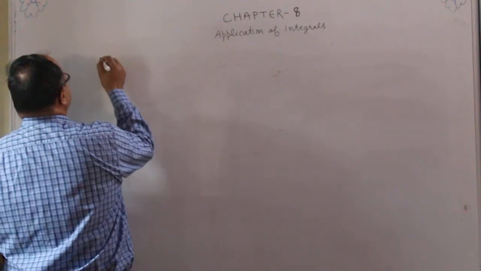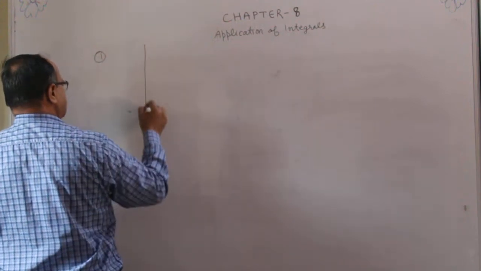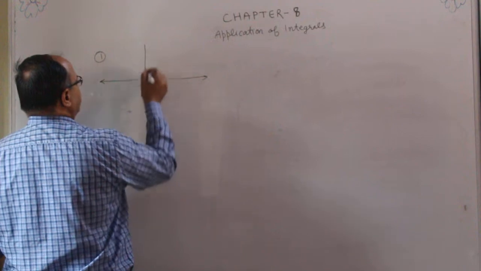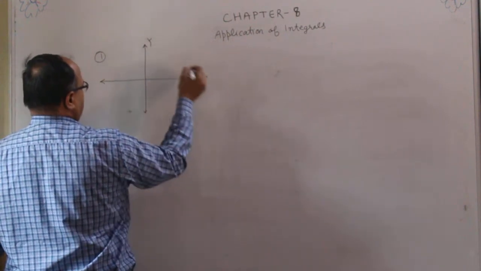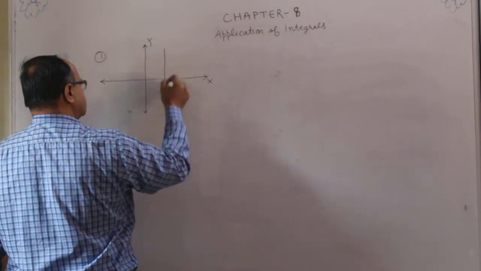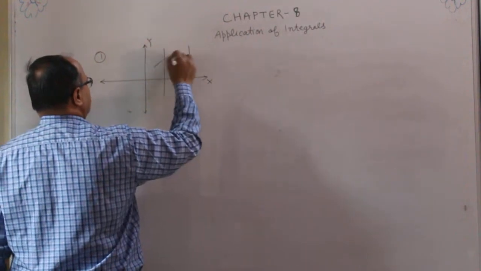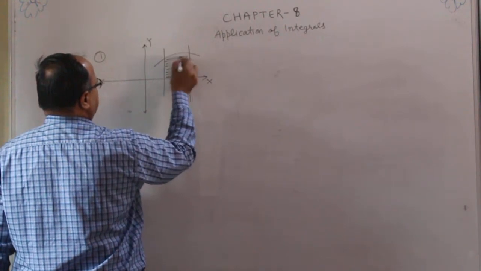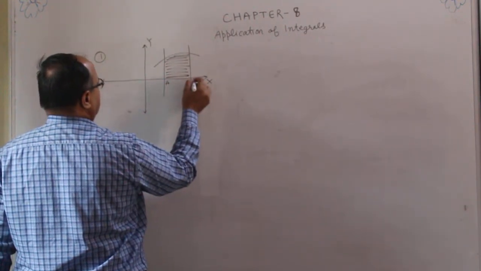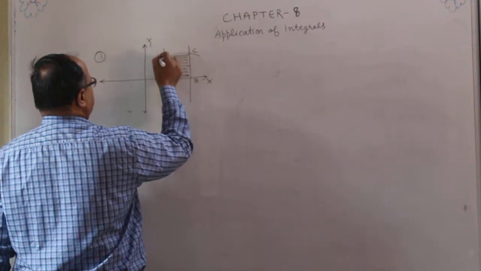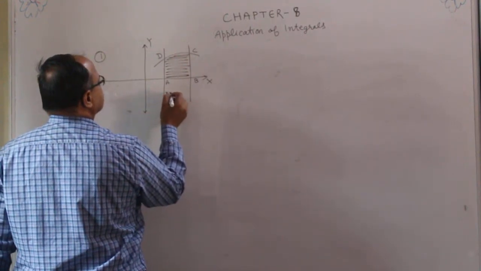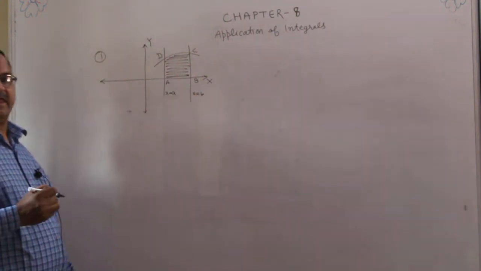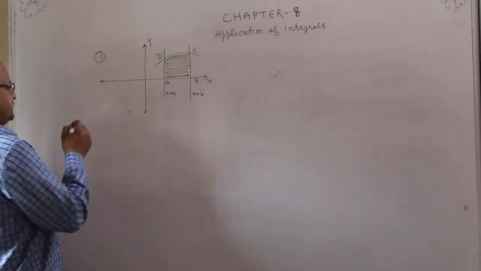Next, suppose your shaded portion is attached with x-axis, suppose like this, and your portion is this. You want to find the area of this portion. A, B, C, D. Equation of this line is x is equal to a. Equation of this line is x is equal to b. And you want to find the area of the shaded region.